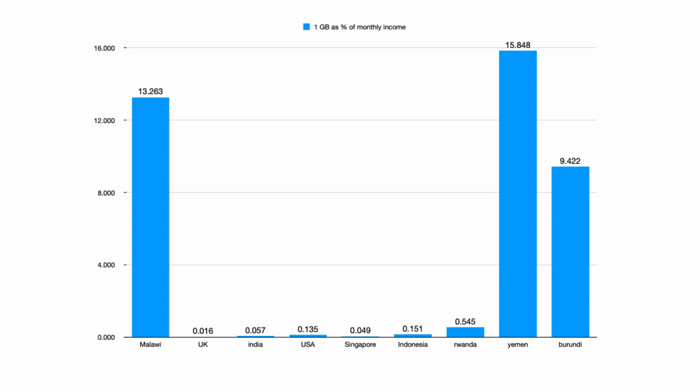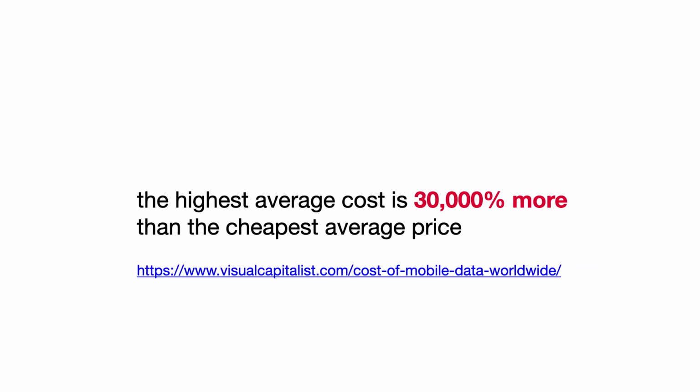So big downloads cost a lot of money, particularly for something like a medication tracking system, which I might use only once every quarter. It's a heck of a lot to download at these prices. Venturecapitalists.com say worldwide the highest average cost for 1 gigabyte of data is 30,000% more than the cheapest average price. And it's not just about data costs either, it's about data speed.